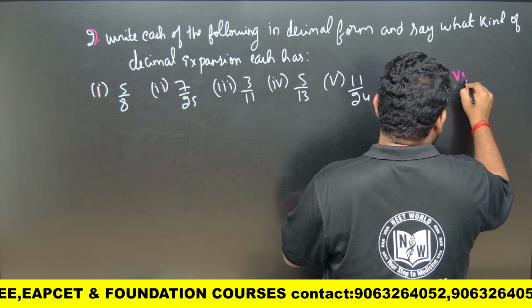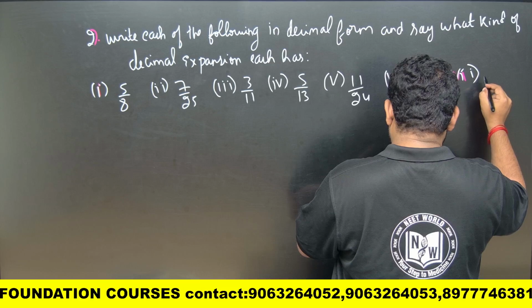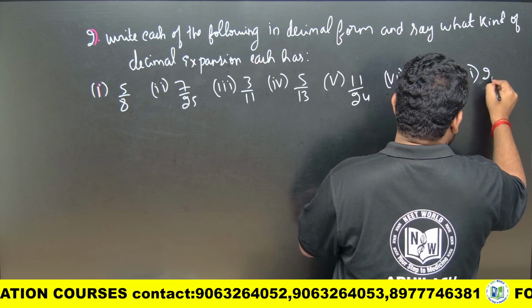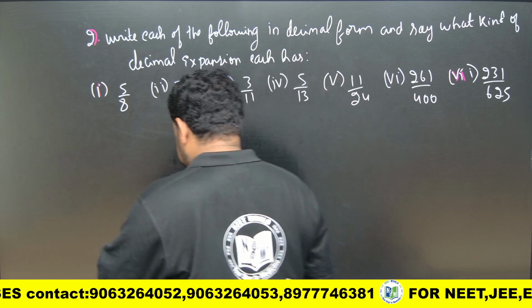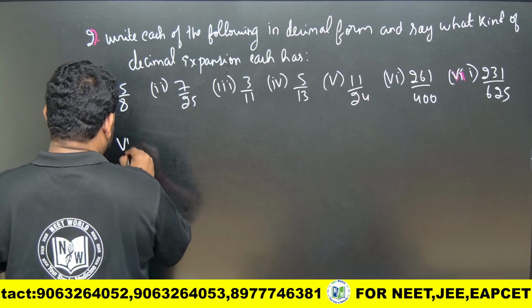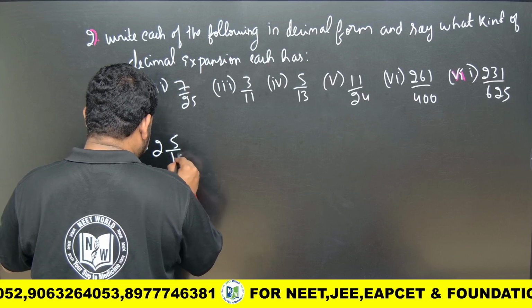And seventh question is 231 by 625. And eighth question is 2 times 5 by 12, that is, they have given a mixed fraction.